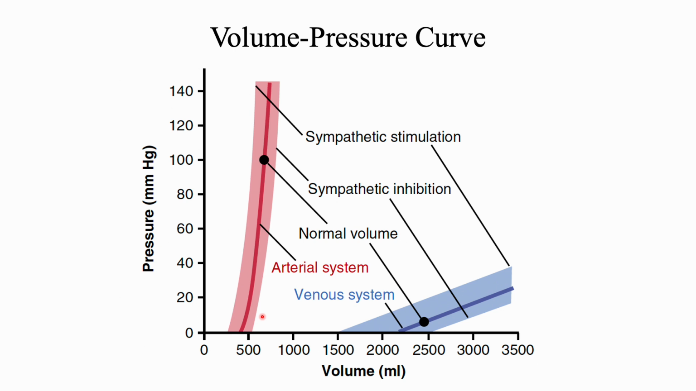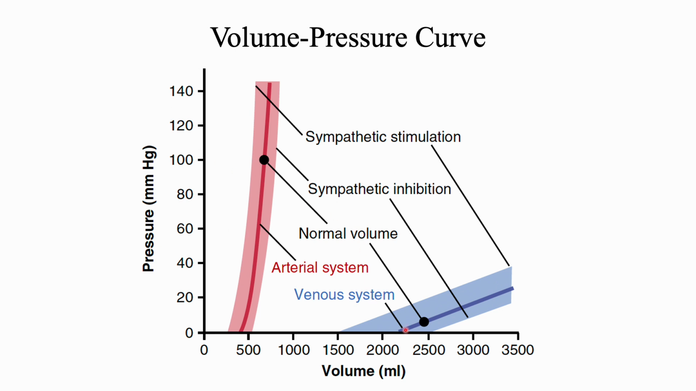Let's start with the arterial one. So if we're talking about 400 mL in the arterial system, that correlates with a pressure of 0 millimeter mercury. Whereas if the pressure increases up to 100 millimeter mercury, the blood volume is almost 700 mL. So changing from 400 to 700 mL, that's 300 mL, will increase the pressure in the arterial system by 100 millimeter mercury.